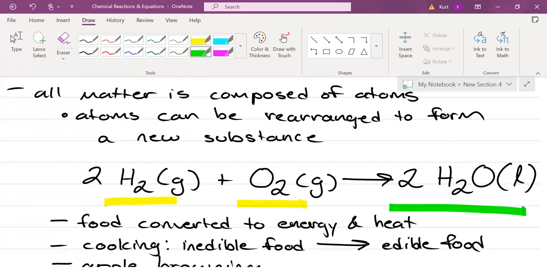How many reactants are there in that chemical equation? Two. There's hydrogen gas and there's oxygen gas. How many products are there? One. So there's two reactants, there's one product.